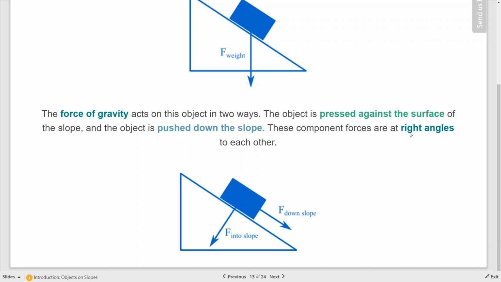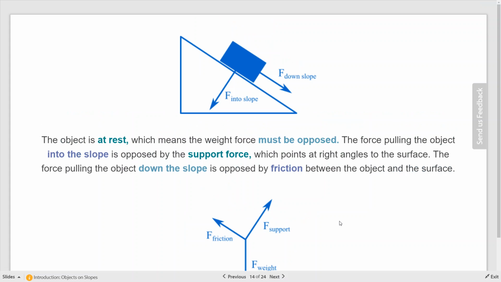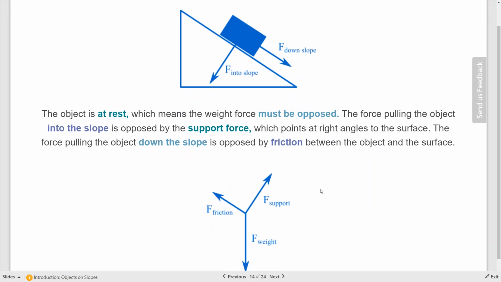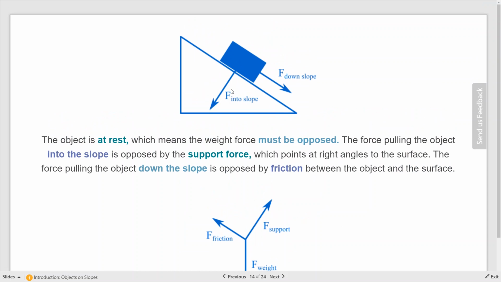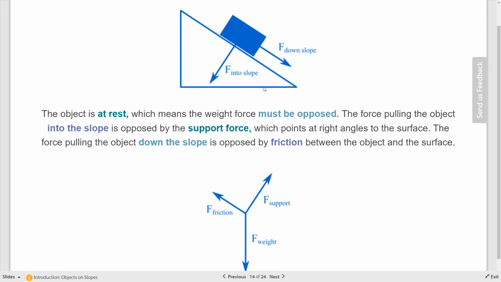So these two component forces are now at right angles to each other. So we can basically complete the triangle at this point now. The object is at rest, and that would be said in the question, which means that that weight force must be opposed. The force pulling the object into the slope is supported by the support force. So in other words, this pulling down here is supported by, let me just get them both on screen so you can see, a force into the slope, and then we have a support force.